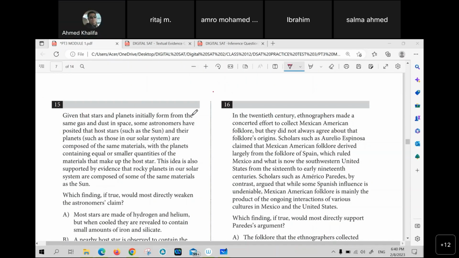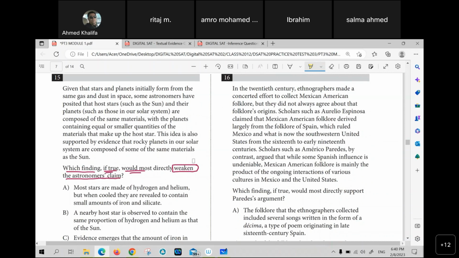Let us start. What do you think about this question? Which choice, if true, would most directly weaken the astronomer's claim? The point is, we said we need to break down the question, and we need to break down the text itself. Weaken the astronomer's claim. By the way, the text could have more than one claim. A claim by astronomers and another claim by other people. Here we care about the astronomer's claim. For those people who are still struggling with the word claim, claim means opinion, conjecture, assumptions, something which has got no strong evidence.